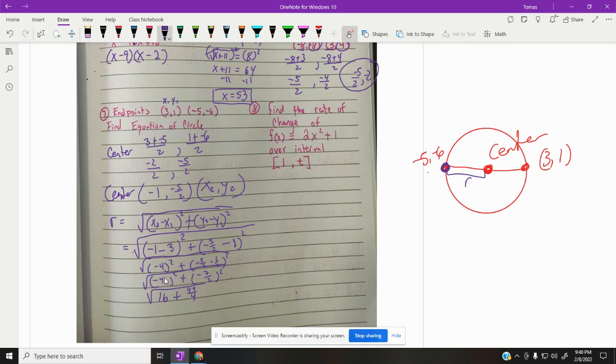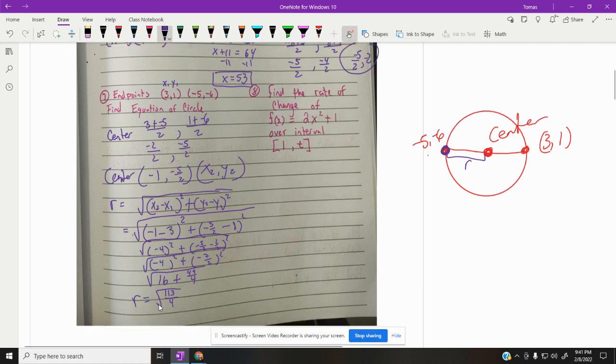So let me put that in the calculator. 49 over 4 plus 16 would give us 113 over 4. And that is our radius.